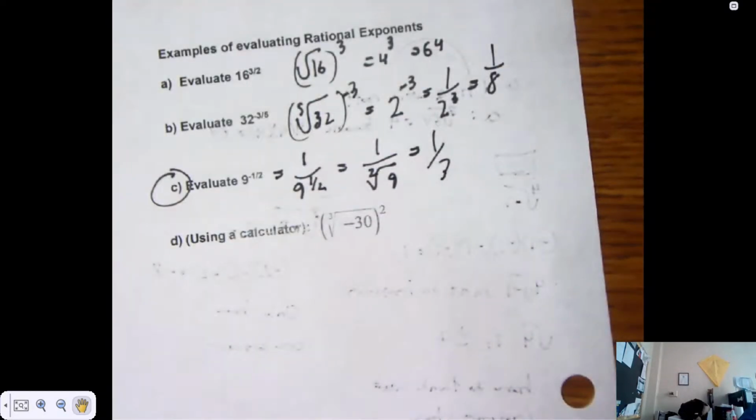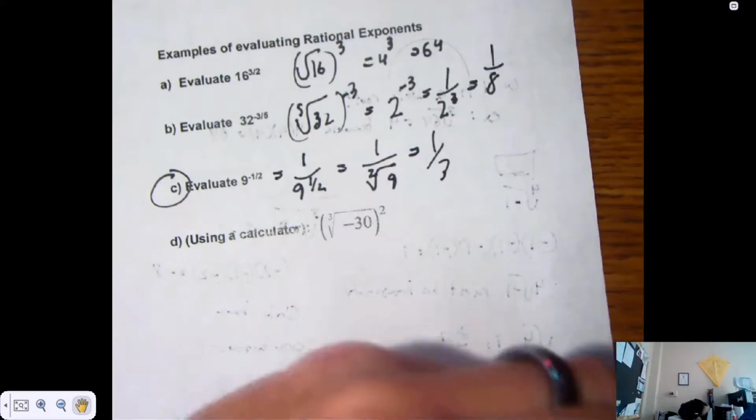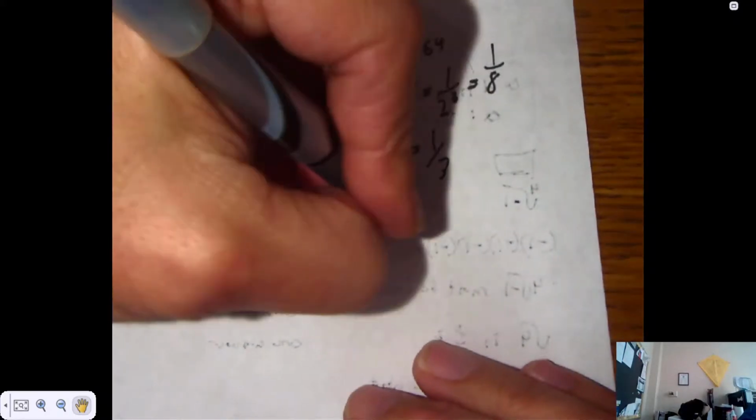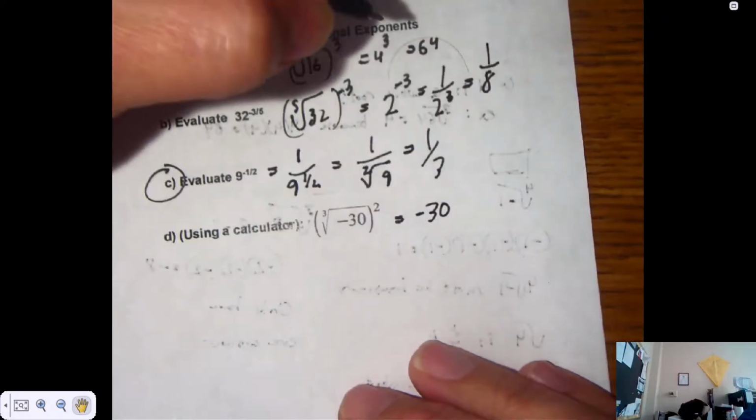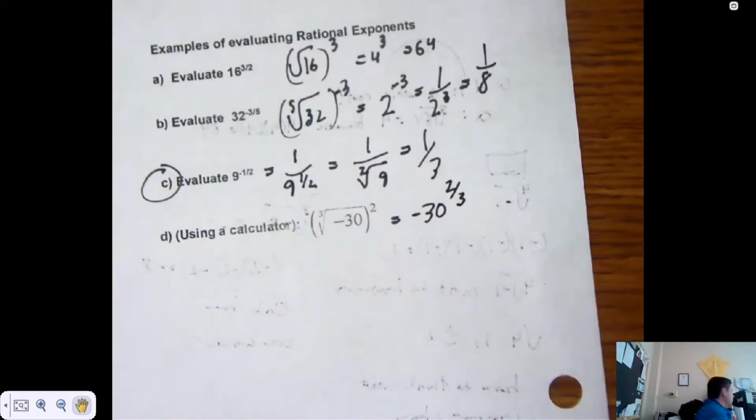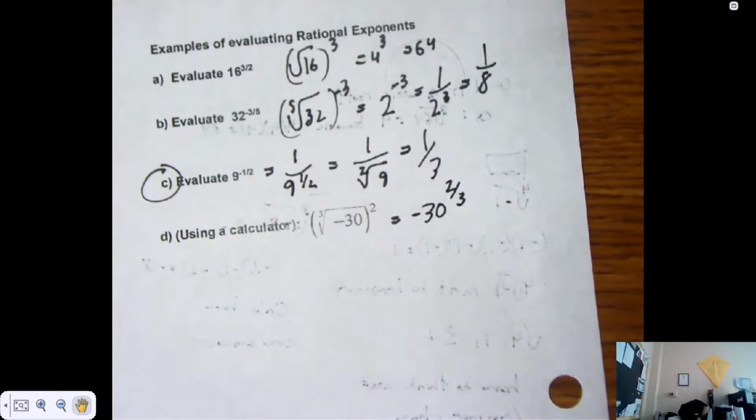Example D, I put on here to be done using a calculator. How would you rewrite that one as something in exponential form? To the what? 2/3. Wish I had an older TI-84 up here that didn't wrap properly. I can't figure out how to do it. So yours is an older TI-84 that doesn't wrap properly? Yeah, I don't understand. I've been confused. I don't get it.